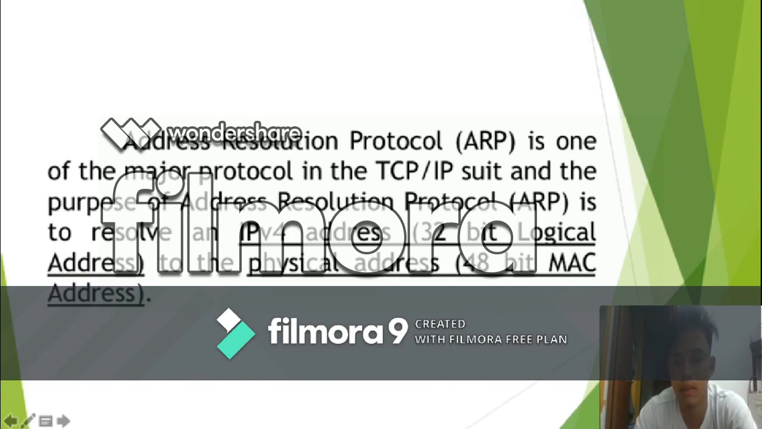Also, there are different message formats here. These are the following fields in the Address Resolution Protocol message format. We have here a hardware type, protocol type, hardware address length, protocol address length, opcode, sender hardware address, sender protocol address, target hardware address, target protocol address, and so on and so forth.